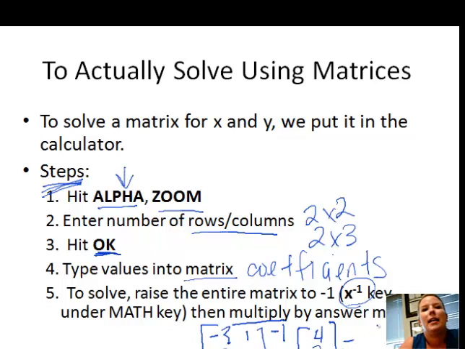And ideally, when we get an answer, the answer would be X and Y. Okay? And we want to know the X, we don't want to know the Y. Okay? So, this is what we're trying to find.